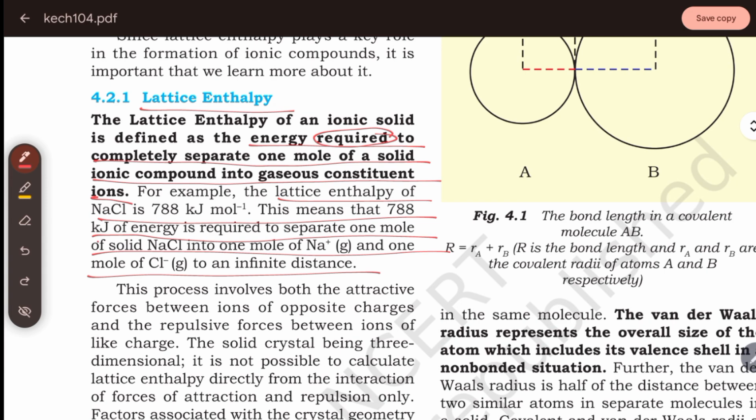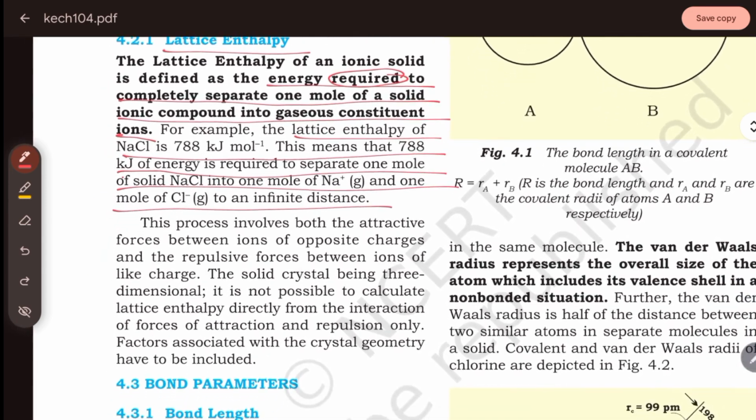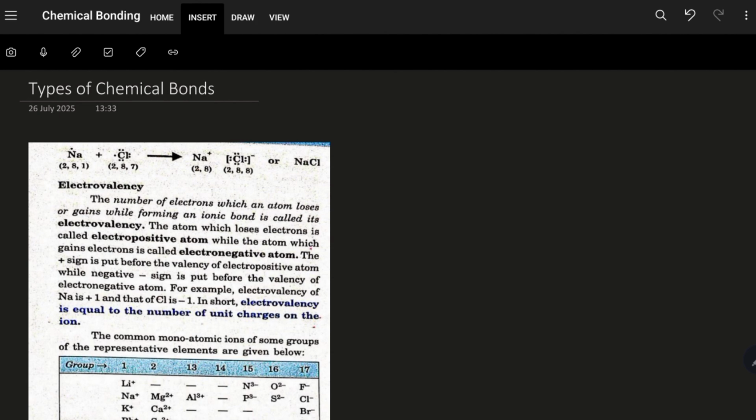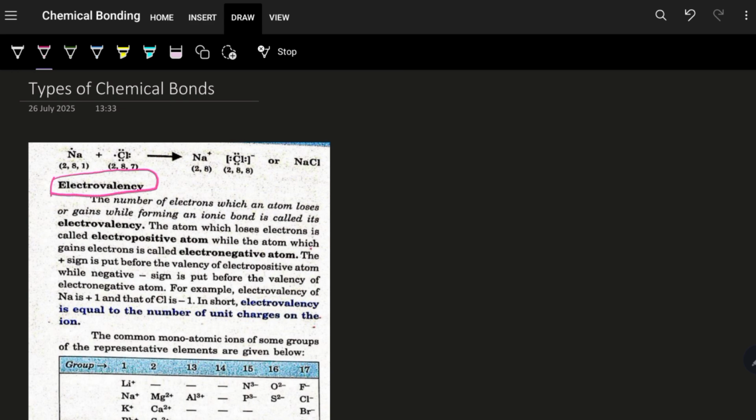That means solid NaCl into Na+ gaseous and Cl- gaseous. Now we can see that there is a term called electrovalency. Electrovalency is related to the electrovalent bond. The number of electrons which an atom loses or gains while forming an ionic bond is known as electrovalency.